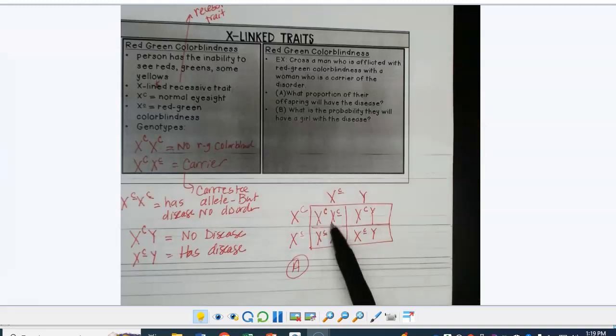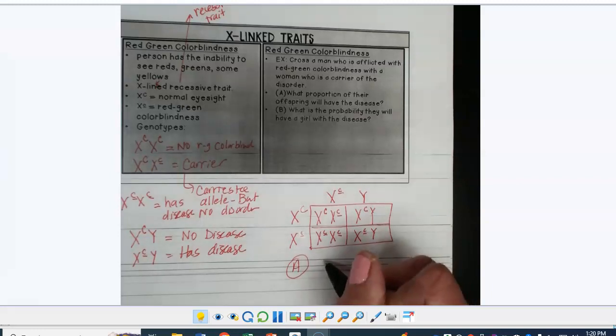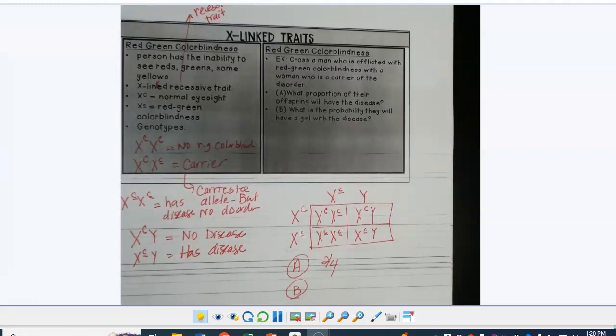So A says, what proportion of their offspring will have the disease? She will not have the disease because she's a carrier. She has the dominant allele, which will mask it. He has a dominant allele, so we won't see the disease. Since she has 2 recessive alleles, she is going to have the disease. And since he has the 1 recessive allele, he'll have the disease. So what proportion of their offspring will have the disease? That will be 2 out of 4. And letter B, what is the probability they will have a girl with the disease? That is 1 out of 4.